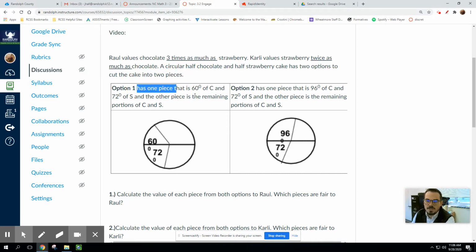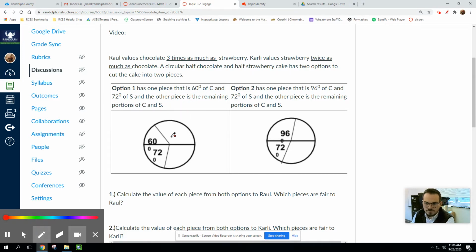Option 1 has one piece that's 60 degrees of chocolate and 72 degrees of strawberry, and the other piece is the remaining proportions of chocolate and strawberry. So if it's half and half, that's 120 here. And then 120 minus 72 is what, 108 degrees of the strawberry there.